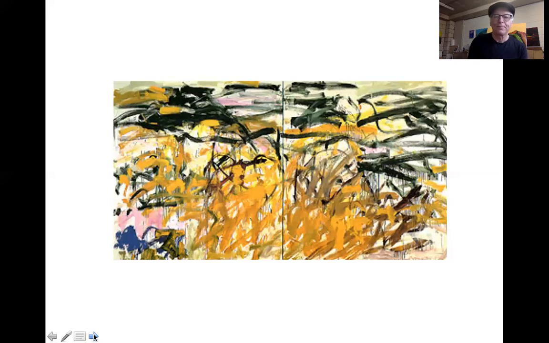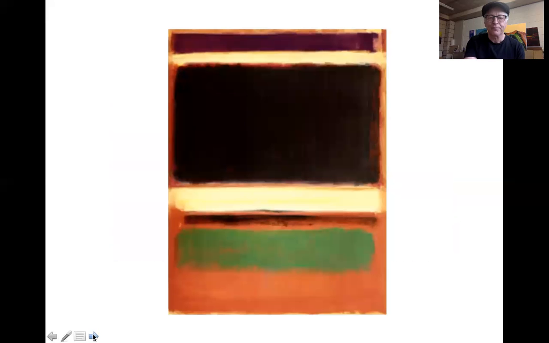Although we see at various points in the canvas some areas of pink and blue that are, in a way, peeking through quite optimistically from that almost savage kind of ground of marks.